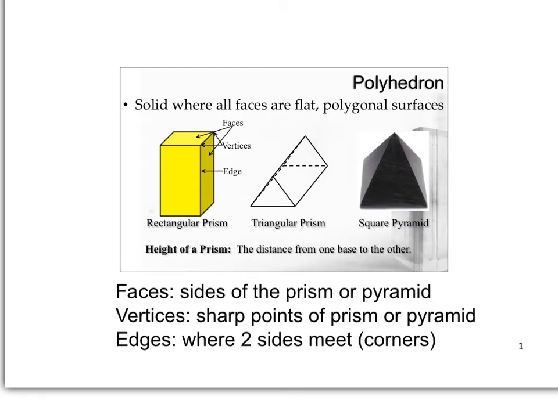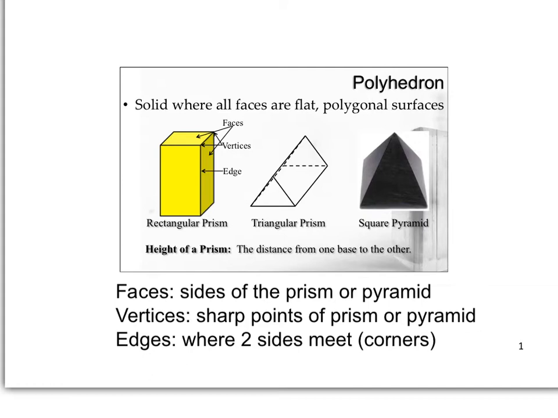If you were to think of a classroom, the corners of the room would be an edge. The vertices would be the top and bottom where the two walls meet and the little points. And then the faces would be the front wall, the back wall, the floor, the ceiling, those types of things.